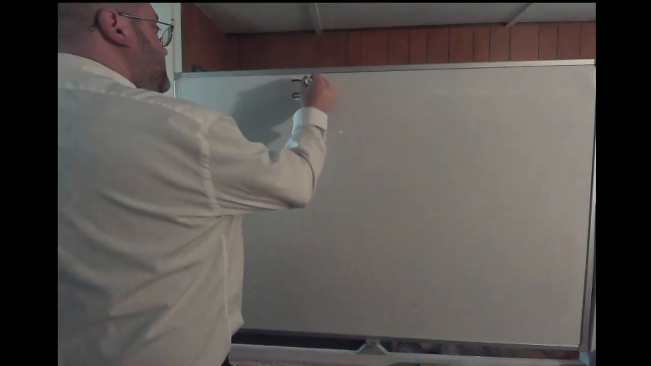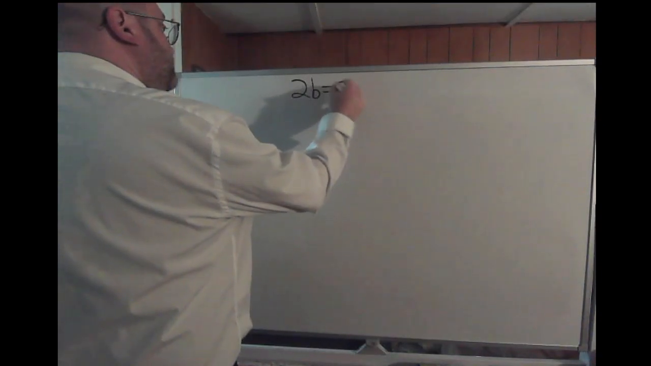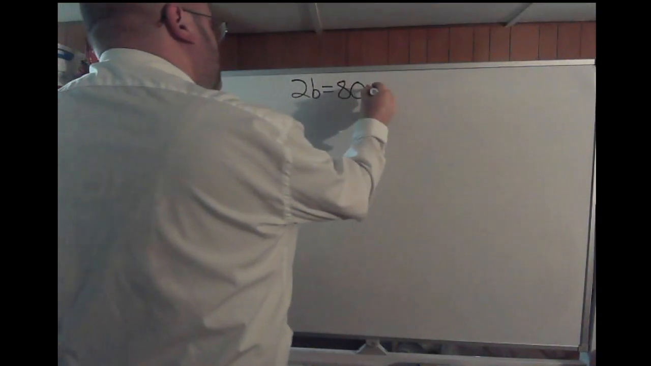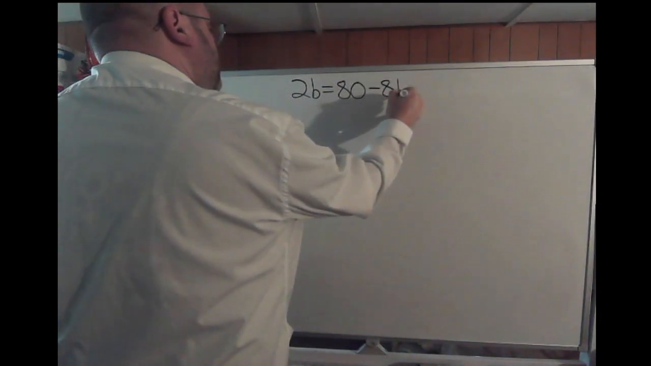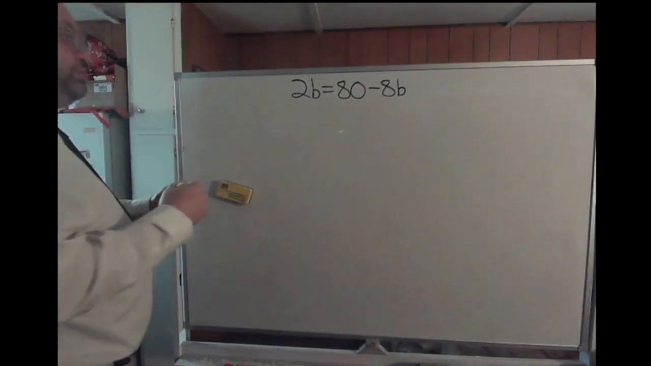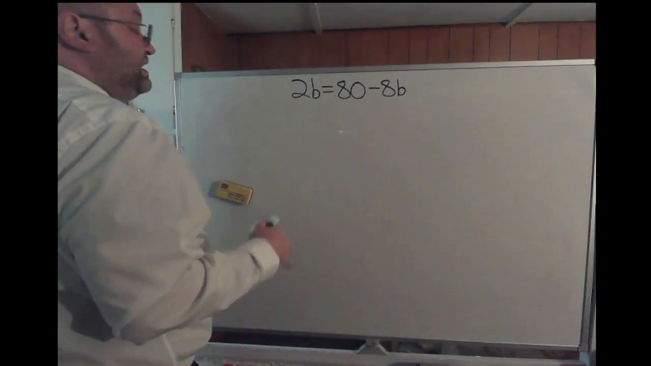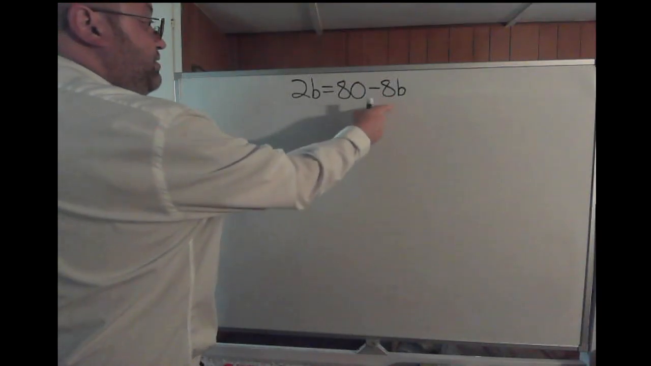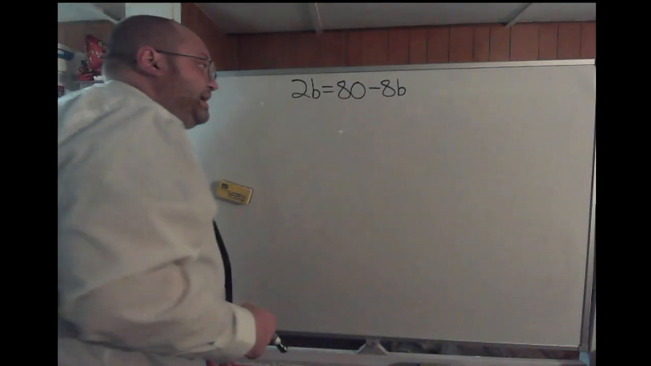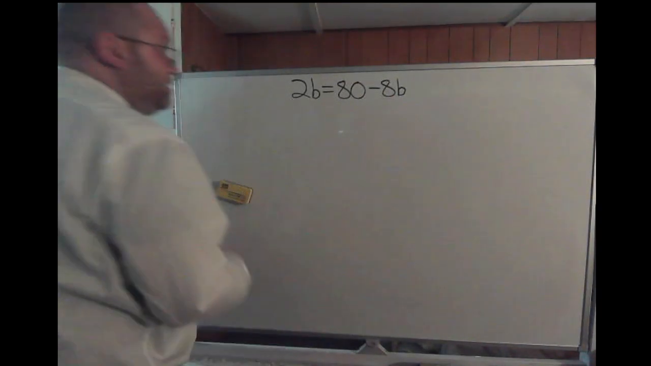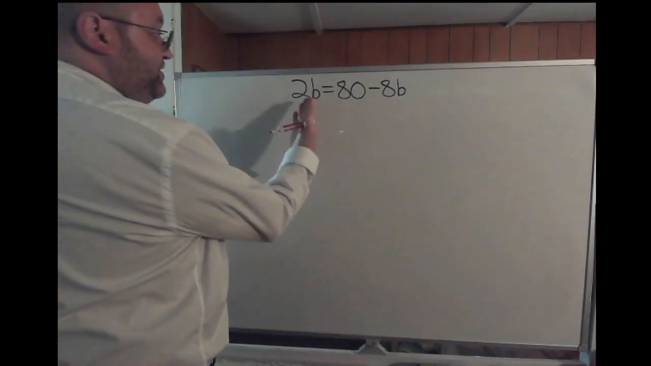Let's do one more easier one. 2b equals 80 minus 8b. Alright, so 2b equals 80 minus 8b. A little bit different, but we still want to get rid of the variable out of the right hand side, do we not? So we want to make sure the variable is only on the left side.